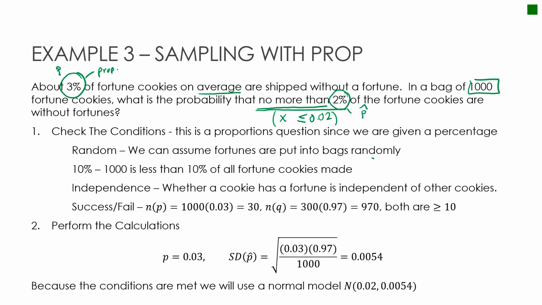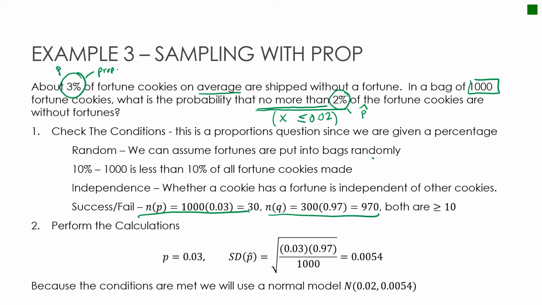But first, let's check conditions. This is a proportions question since we're given a percentage, so I'm going to check random. It doesn't say random, so how do I get around that? Well, I'm going to assume, just like with M&Ms, that fortunes are put into the bags randomly. 10%, 1,000 is less than 10% of all fortune cookies made. I feel pretty confident in that fact since there is probably 1,000 in my local Chinese shop right now. Independence, whether a cookie has a fortune is independent of other cookies in the bag. And success/fail, N times P, N times Q, both are at least 10, so we're good to go.